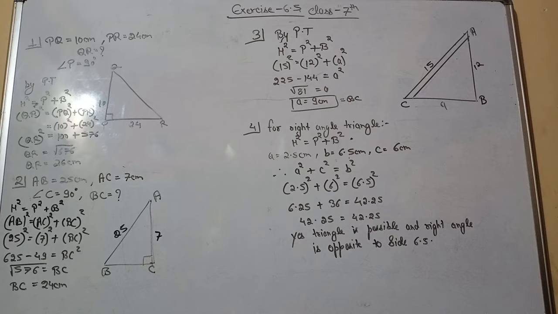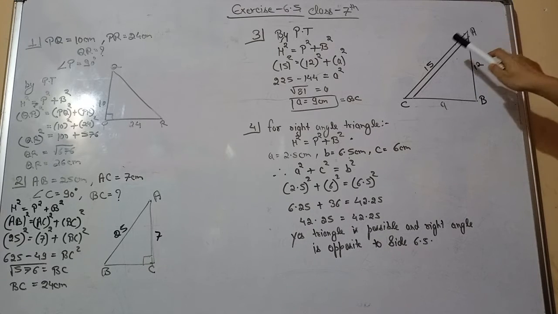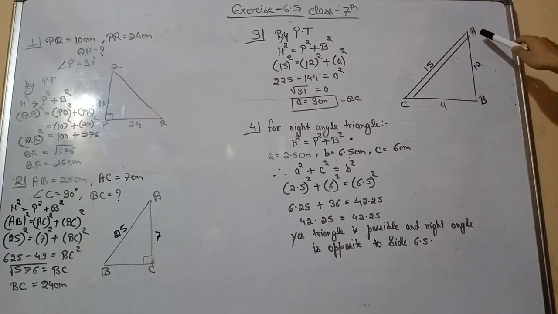In question number 3, there is a ladder given, and the ladder reached a window 12 meter high from the ground. So let us see. This is a ladder and it is 15 meter long. And this is our window. It reached the window which is 12 meter high from the ground. Find the distance of the wall and the foot of the ladder from the wall.